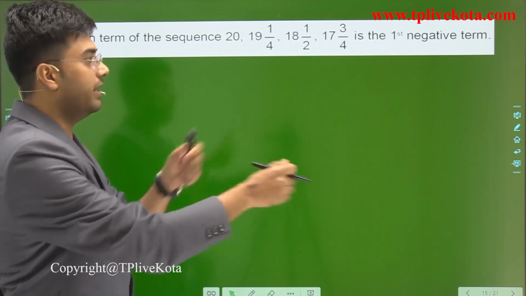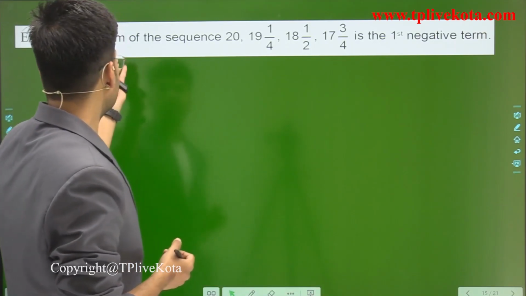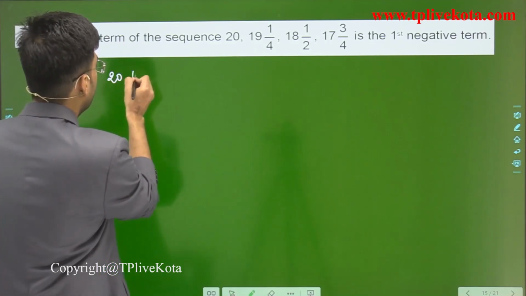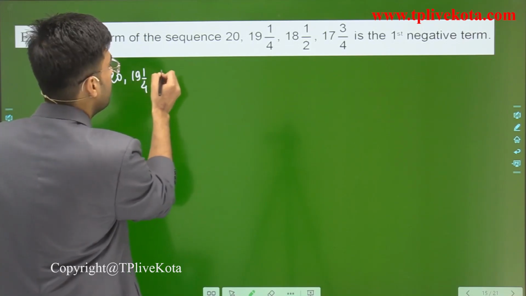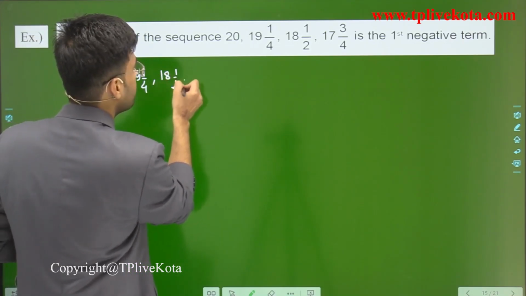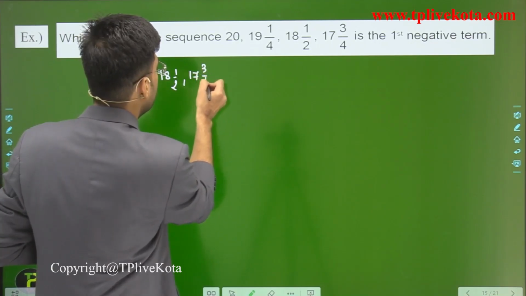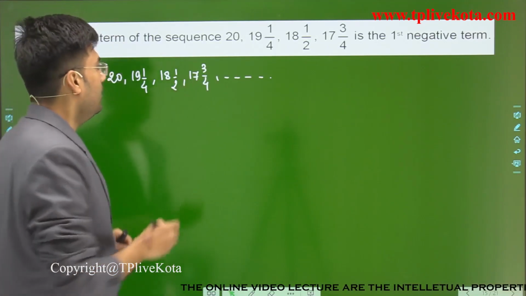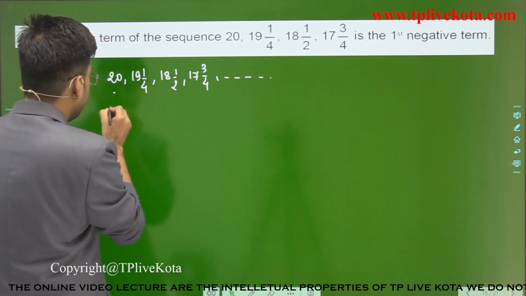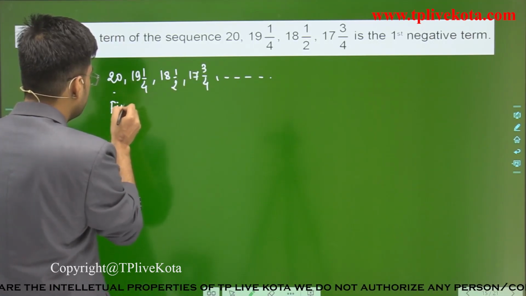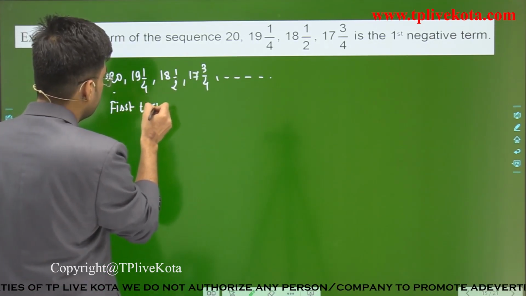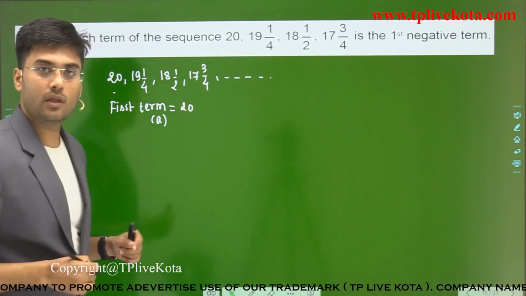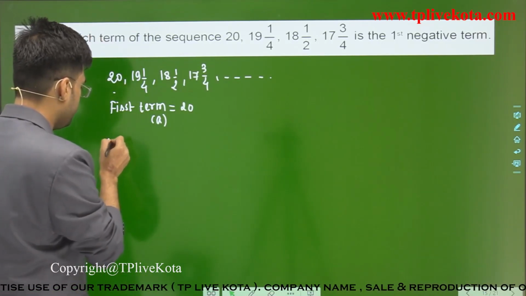This is our next question. And students, which term of the sequence? Here we have a sequence 20, 19 1 by 4, 18 1 by 2, 17 3 by 4. This is the sequence, and this sequence is here an AP. Now first of all, let's write the first term. So the first term is 20.